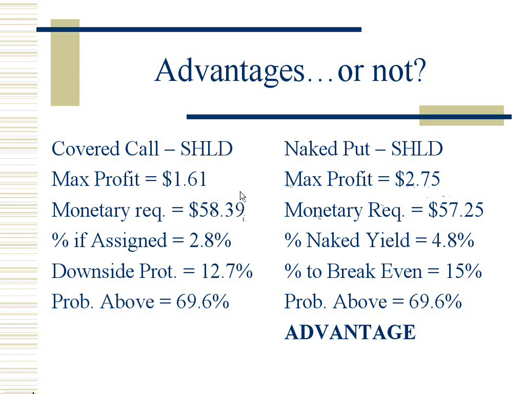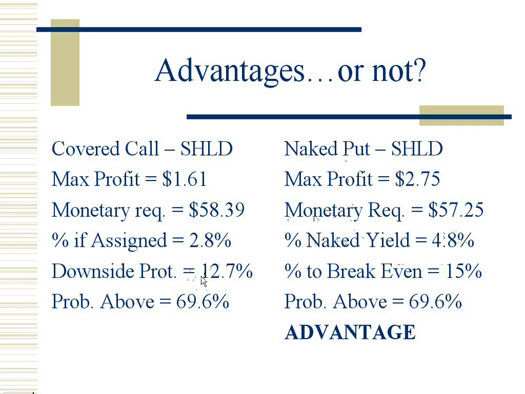My monetary requirement, stock that I had to pay, was at $66.89 minus the $8.50 I received. My monetary requirement for the covered call was $58.39. For the naked put, if I had the stock put to me, technically my cost basis would only be $57.25. My maximum return on the covered call position, if the stock remains above $60 at expiration, was 2.8%. My potential yield for the naked put on Sears Holding is 4.8%.